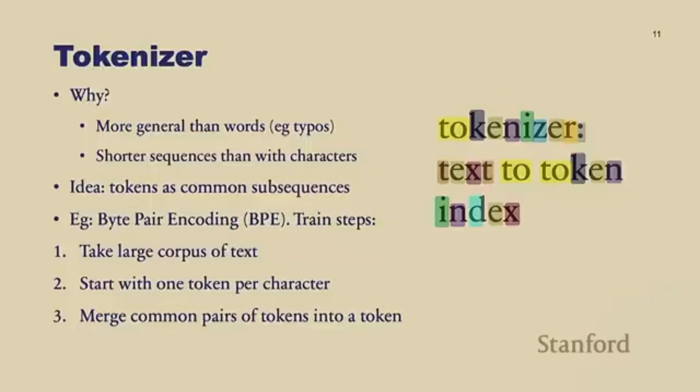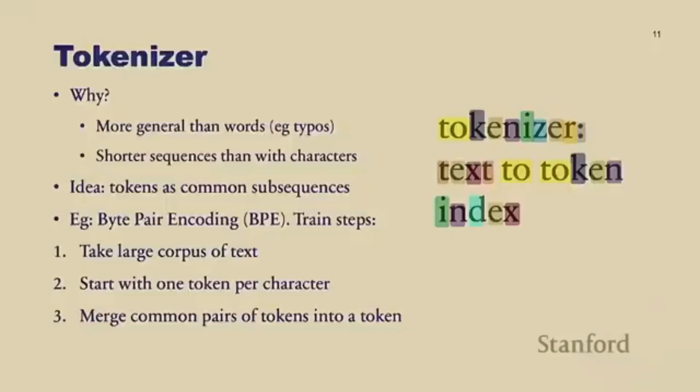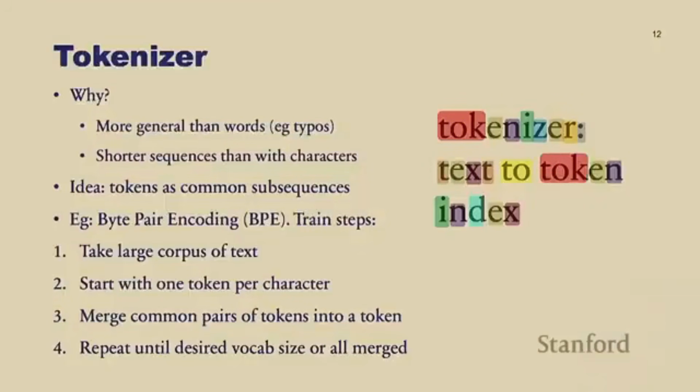And then you go through your text, and every time you see a pair of tokens that is very common, the most common pair of tokens, you merge them. So here you see 3 times the tokens T and O next to each other, so you're just going to say this is a new token. And then you continue, you repeat that.